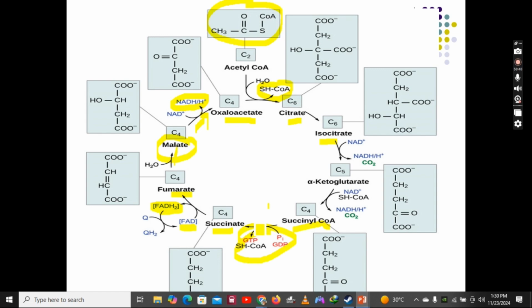Any questions where you have problems? This is where this one is ending. Where do we have problems about the TCA cycle? Where is it not clear?